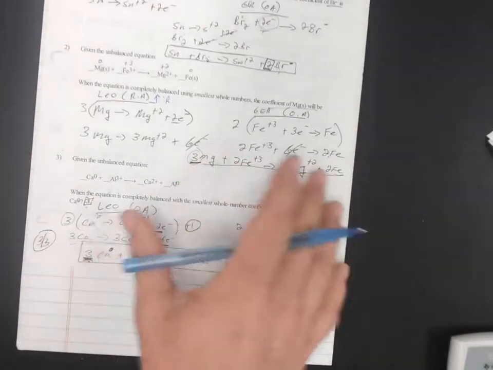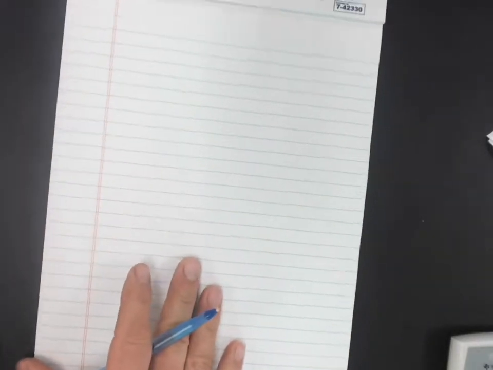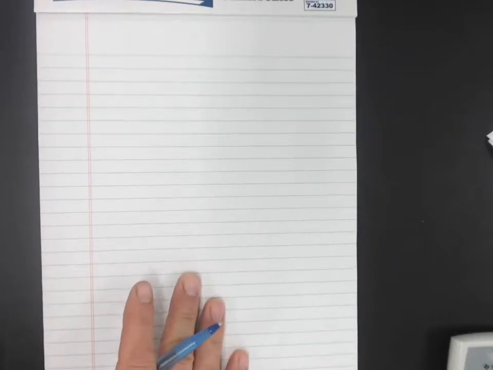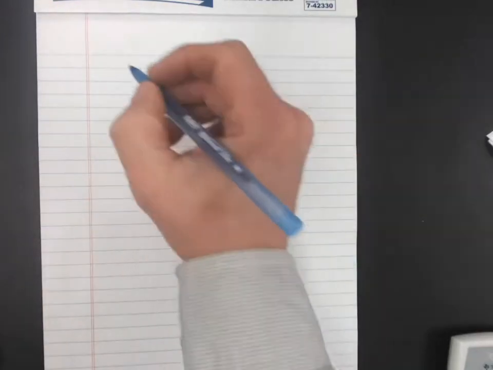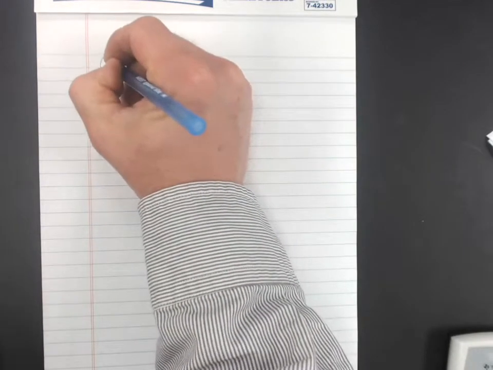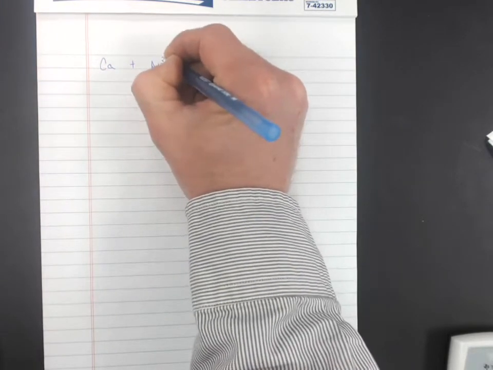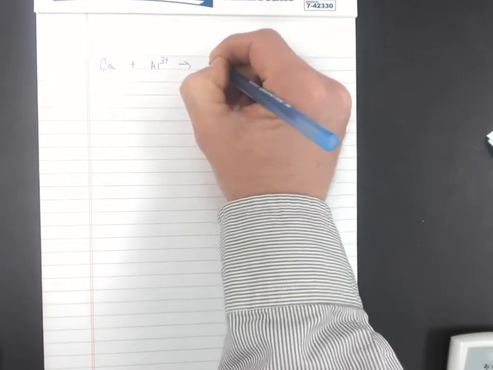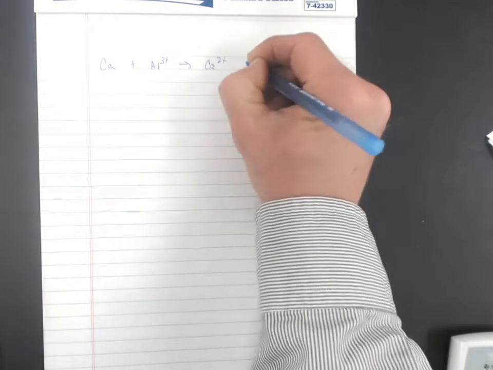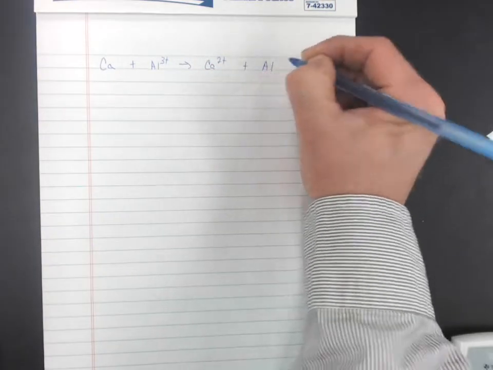Okay, number 3. What I'm going to do for a moment is have you try it right now the correct way on your own. I'm going to be doing it up here. You try it because it sounds like most people struggled with setting it up correctly. So let's try this one basically together. We've got calcium plus aluminum ion yields calcium ion plus aluminum.